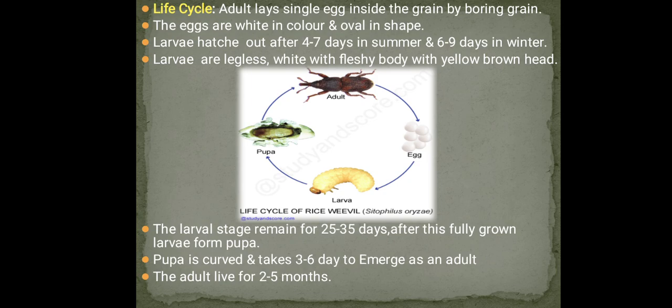After this the fully grown larva forms the pupa. Then pupae are curved and take 3 to 6 days to emerge as an adult. The adult lives for 2 to 5 months and feeds on the rice food.